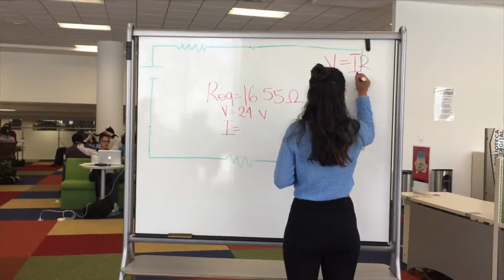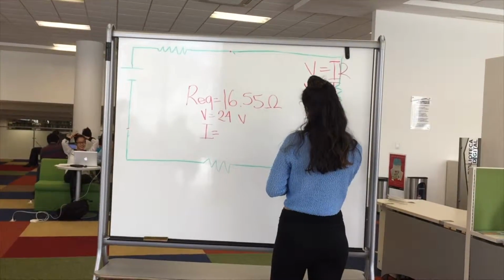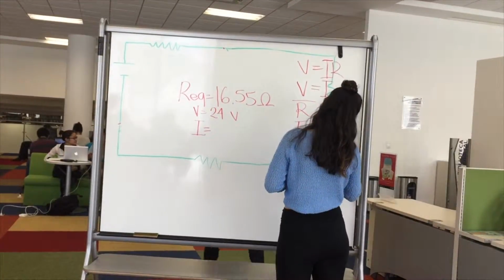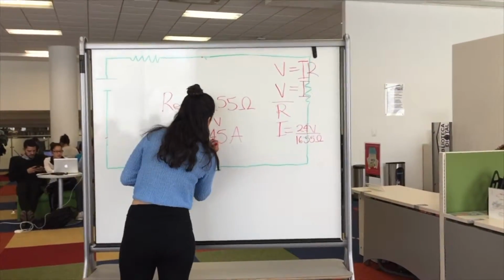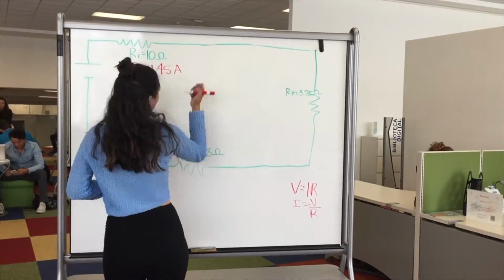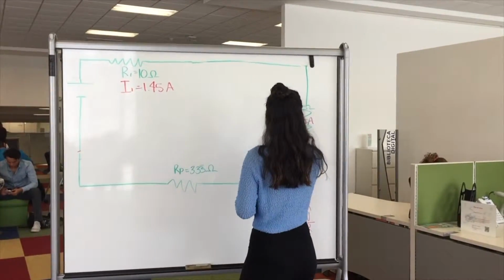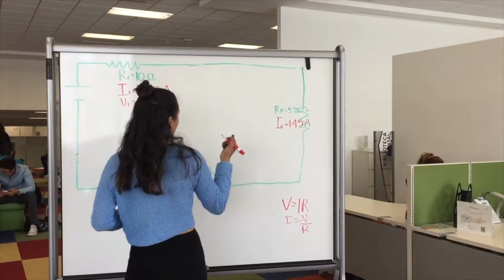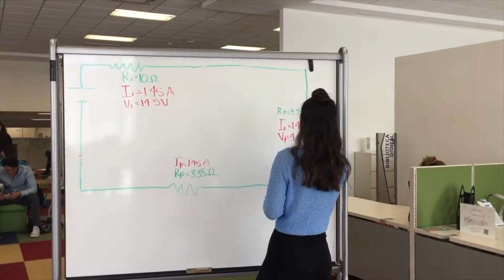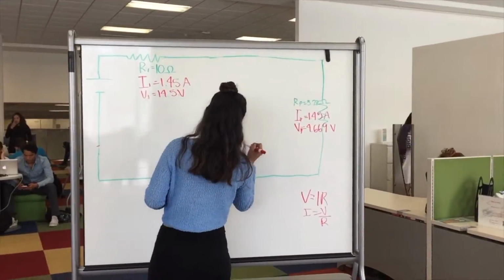To obtain our current, we have to rearrange the formula, as you can see, and we obtain that the current is equal to 1.45 amperes. So, as it is a circuit in series, we have that the current is the same for each one. So here I'm writing it and obtaining the values for the voltage using the formula.